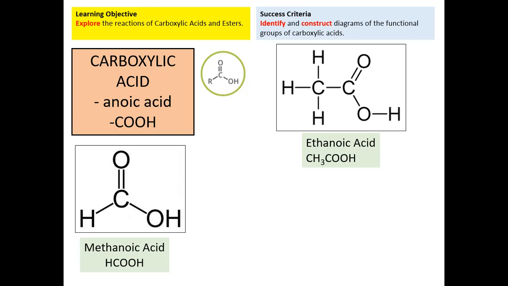So what I want you to do now, I'm just going to pause for a few seconds, and I want you to consider and try drawing propanoic acid. So prop means 3 carbon atoms. So I want you to now look at the other 2. You've got to have the COOH. You've got to have 3 carbon atoms. And I want you to have a go now at drawing that.